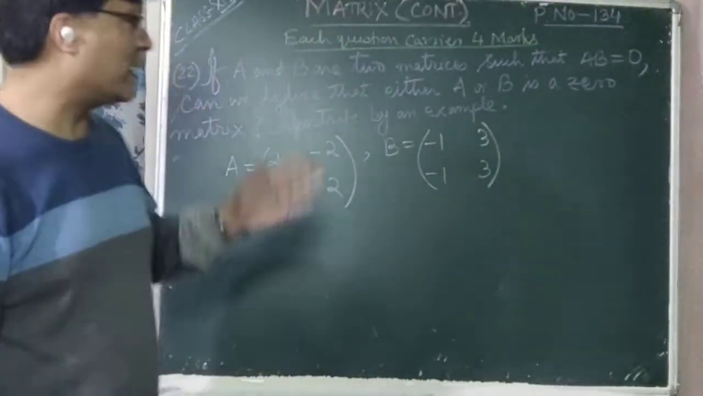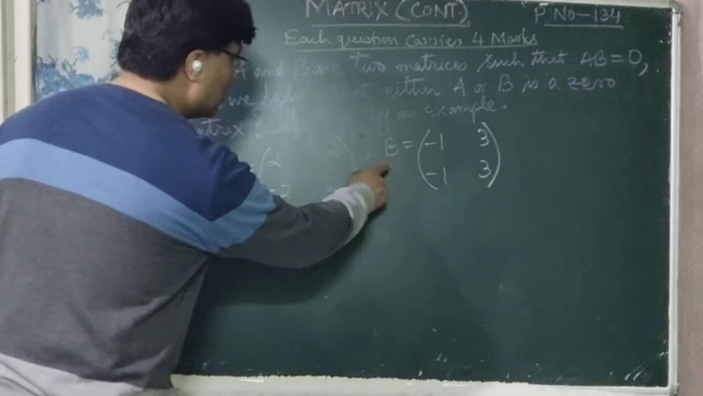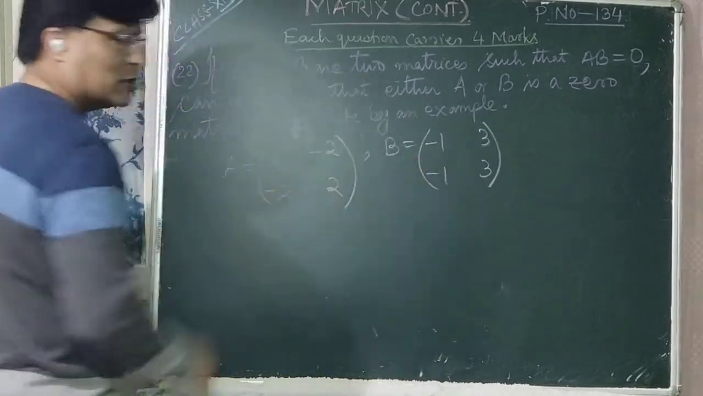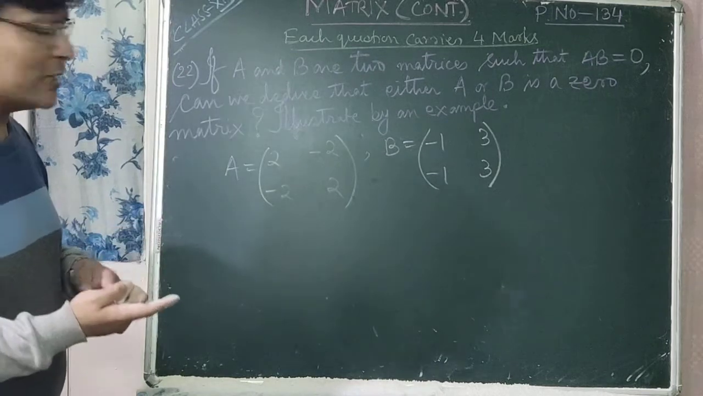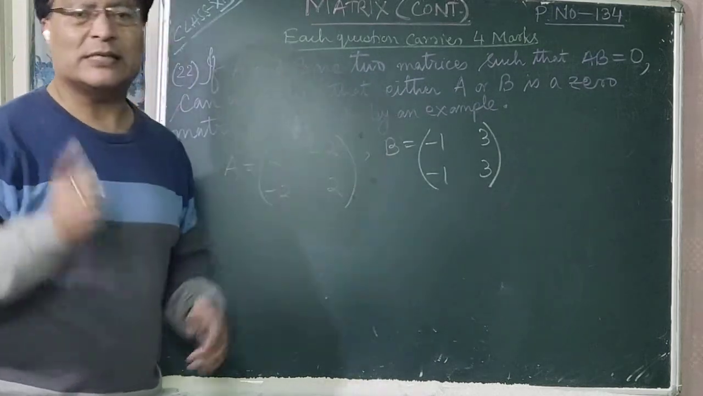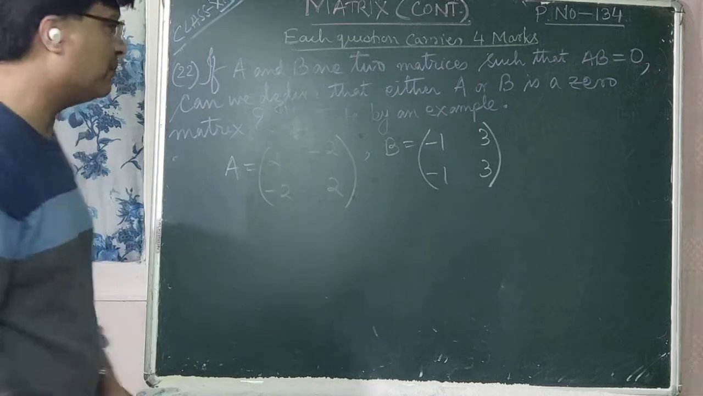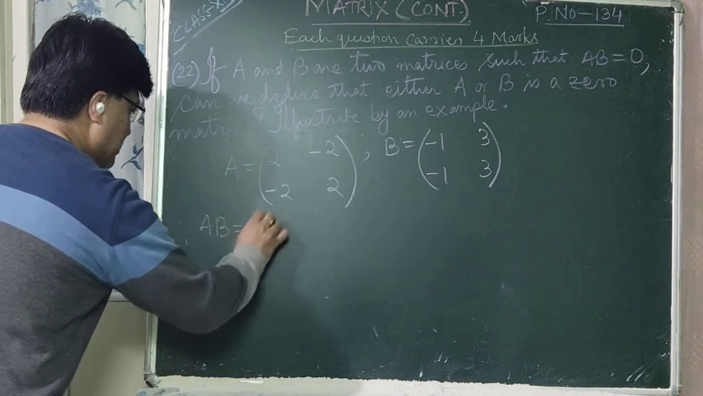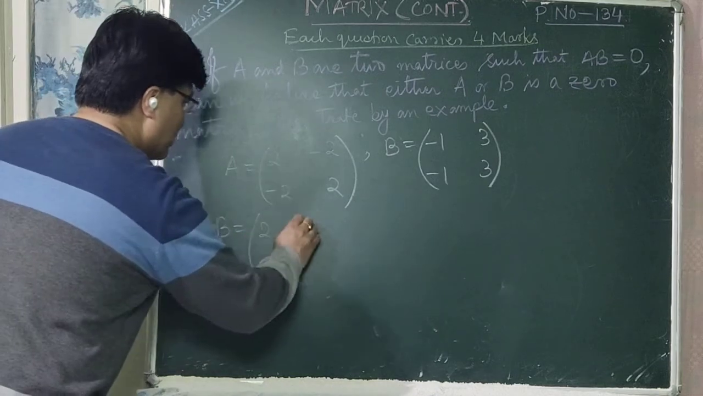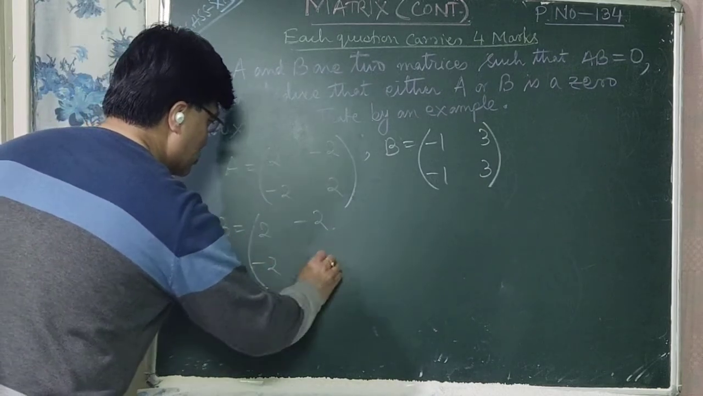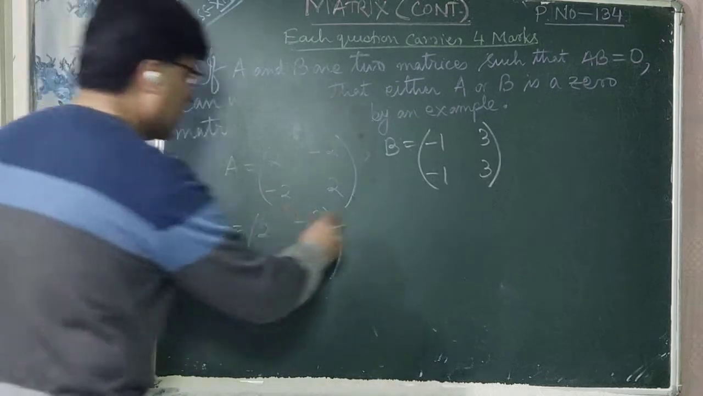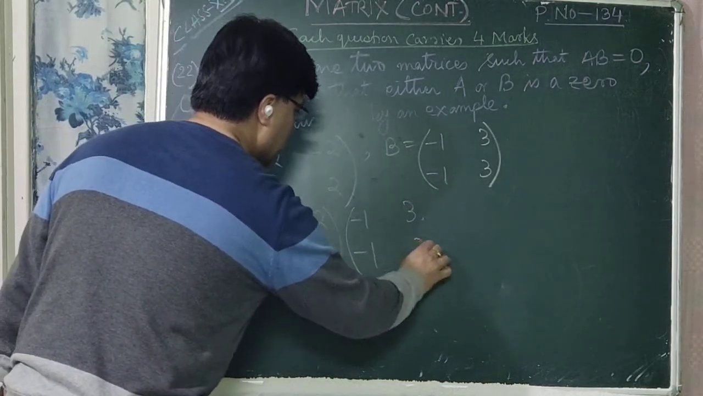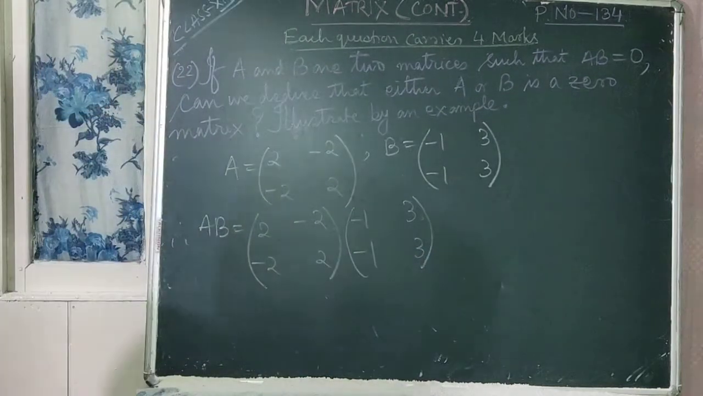Let us do an example. Both are non-zero matrices. A is a non-zero matrix, B is also a non-zero matrix. But you can show that the product of these two matrices is a zero matrix. Okay? So let us multiply them. Therefore, AB is equal to [2, -2; -2, 2] times [-1, 3; -1, 3].